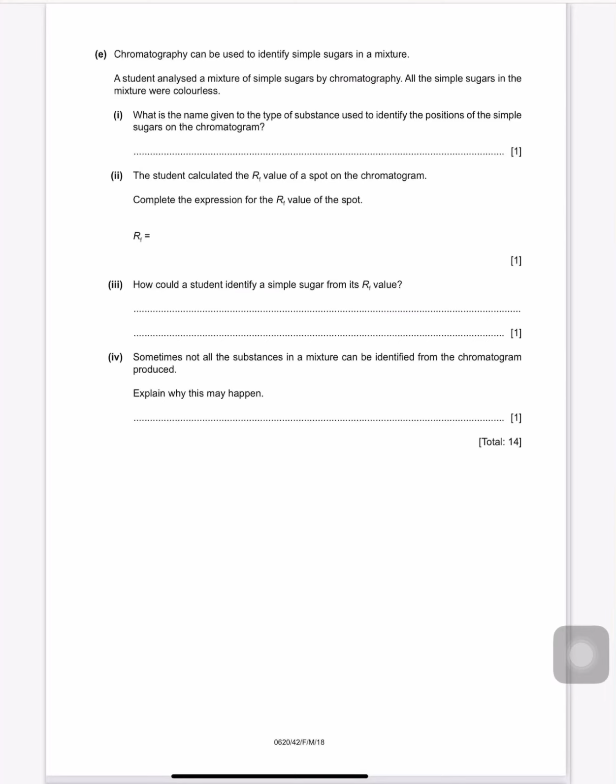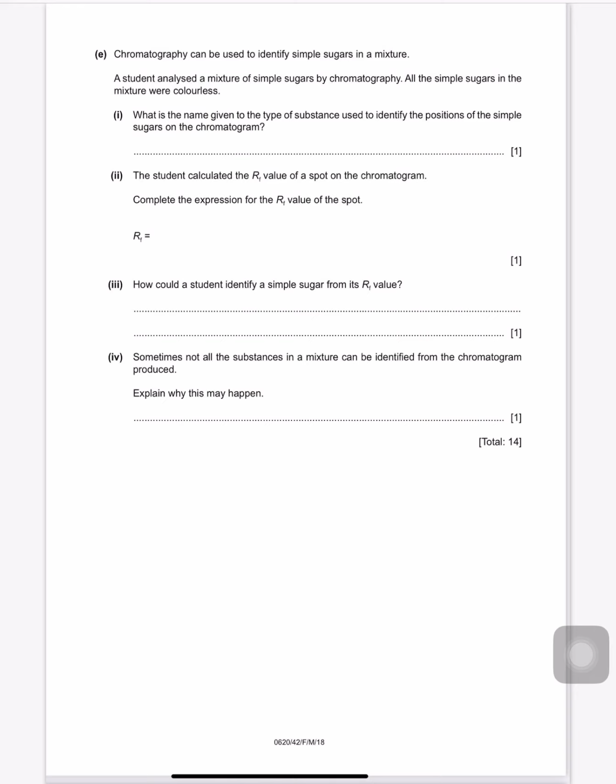Hey guys, here we are going to solve some of the questions related to the past papers of paper chromatography and to the past papers of kinetic particle theory. Let's solve one of the questions. It is one of the theory papers of 0620/42, February-March 2018. It is written at the bottom of the same page.